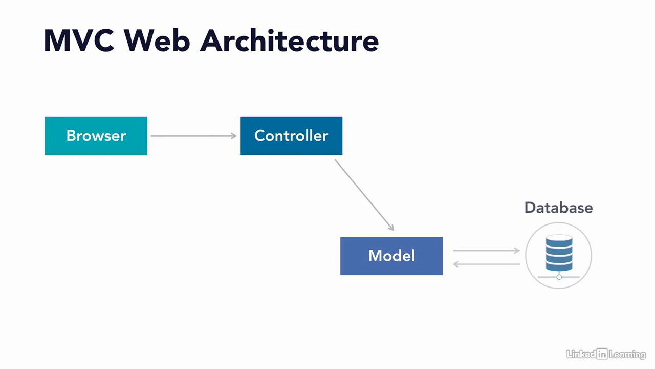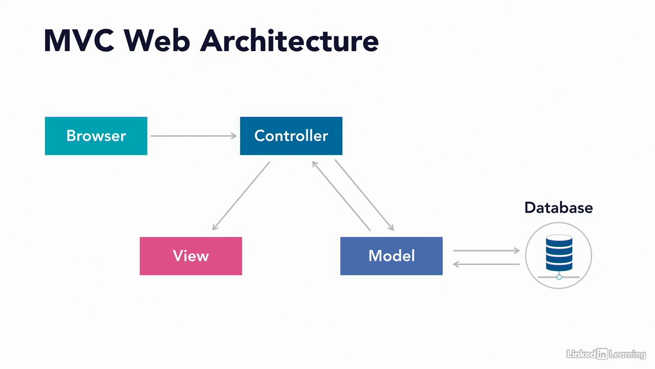And in our model, we'll put all the code that's related to our data and to connecting to the database. And then the model will return its results back to the controller. The controller can go back to the model if it needs, and the model can go back to the database, and so on. But finally, when the controller decides it's ready to return a result to the browser, it will send its results to the view, the presentation layer.